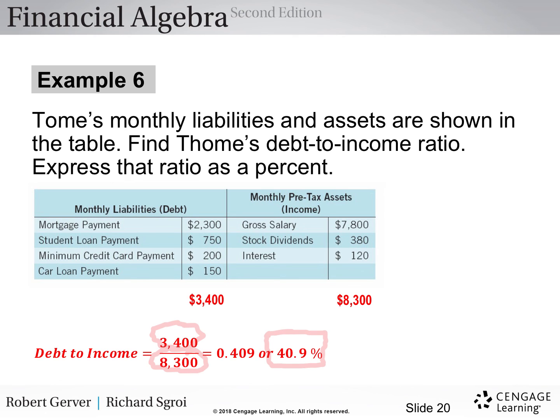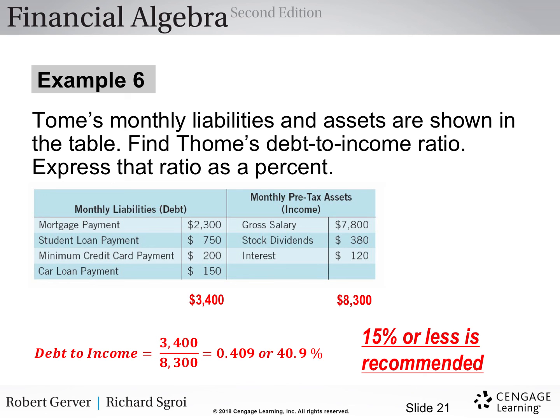Now, is this good or not? Unfortunately, it's not that good, because what is recommended is that the debt to income ratio be 15% or less. That's what's recommended. In his case, his debt to income ratio is 40.9%, almost 41%. So somehow he has to decrease his amount of debt, pay off some of his loans. Obviously, if he could increase his income, but that's typically harder to do. But the main thing would be to decrease his debt, and that would improve his debt to income ratio.